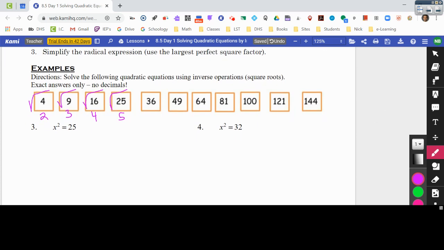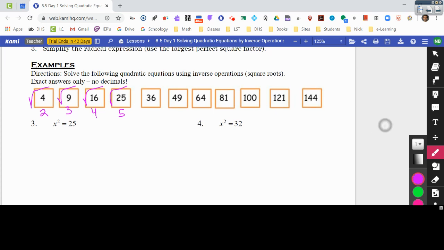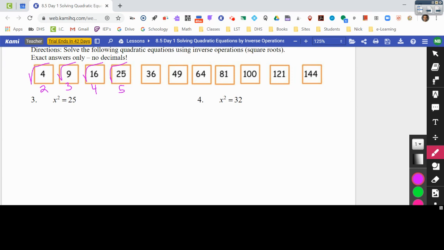roots. All right, and we want exact answers only, which means no decimals. So we're not just punching these numbers into our calculator and getting a decimal answer. I want exact answers using radicals. All right, so here we go. Number 3 is x squared is equal to 25.